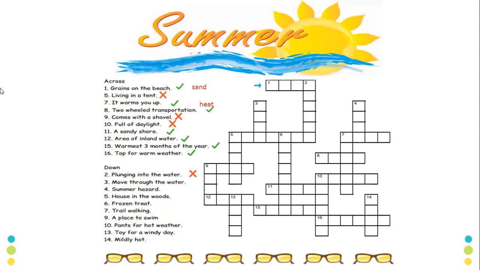I don't know. It's easy. You got surf, and that's easy too. But the correct answer is even easier. Move through the water: swim. Okay. See? That's easier than the surf. Okay. Move through the water is swim. S-W-I-M. That's right. Next. Very good. See? Number four.